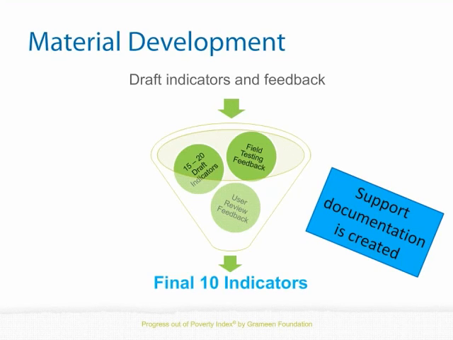Now that the draft indicators have been reviewed and tested in the field, the feedback is utilized to determine a final survey of 10 questions. The 10 indicators are easy to understand, culturally appropriate, and are strongly correlated with poverty.